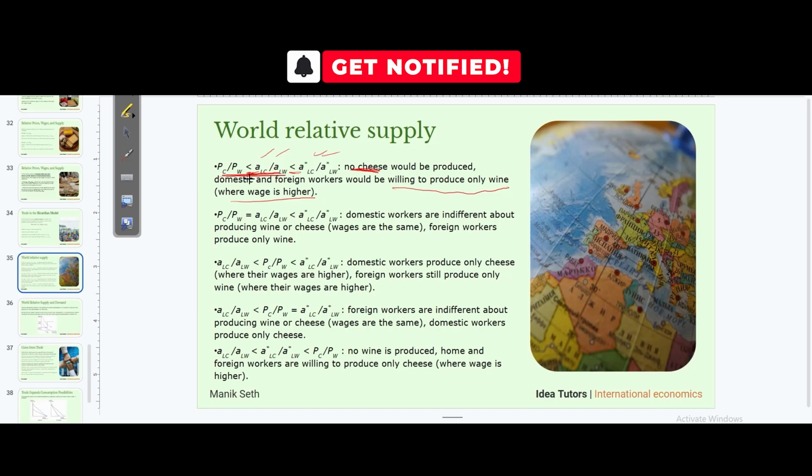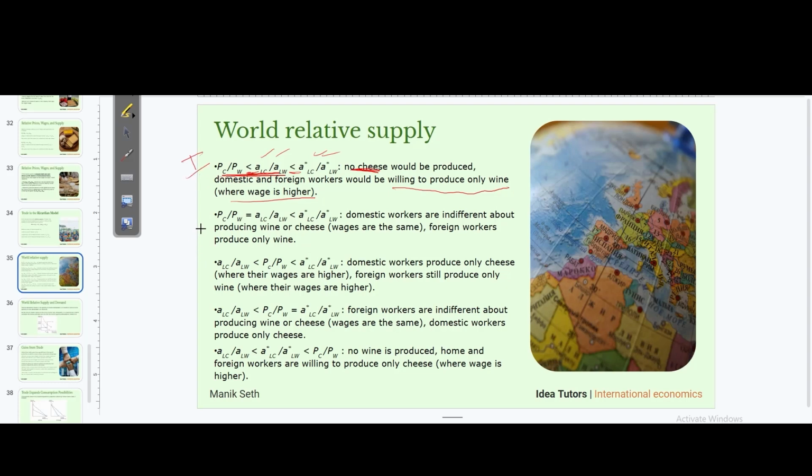due to less wages. Now in the first case, relative price is less than opportunity cost at home, and also in the foreign market. So nobody wants to go into the cheese industry. Then if the relative price of cheese is equal to the opportunity cost in the home country, but the relative price of cheese is less than the opportunity cost in the foreign country, in this case, domestic workers are indifferent between producing wine or cheese.